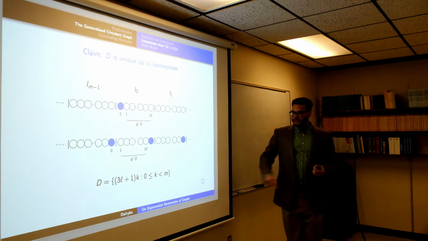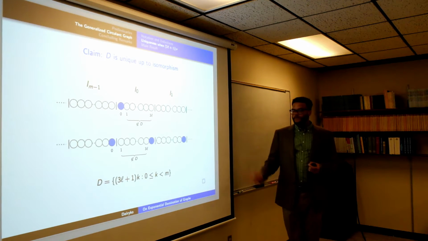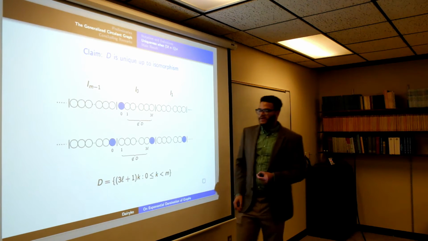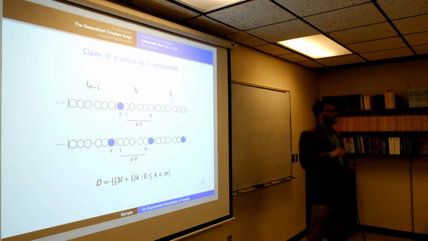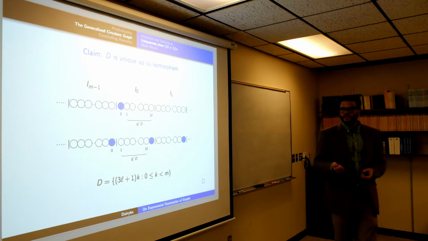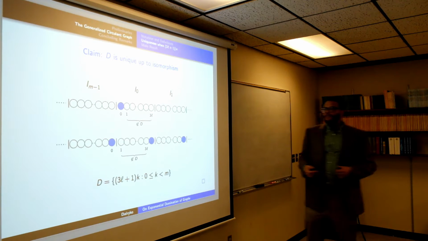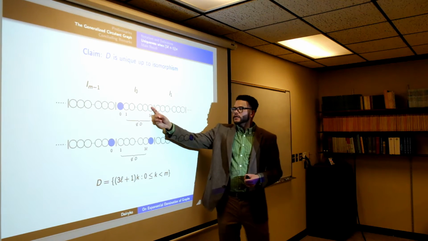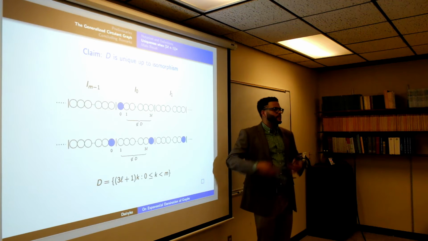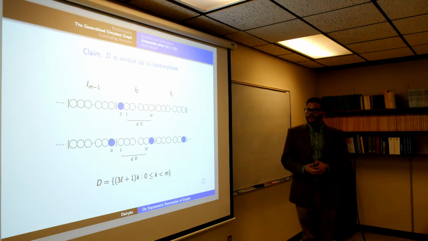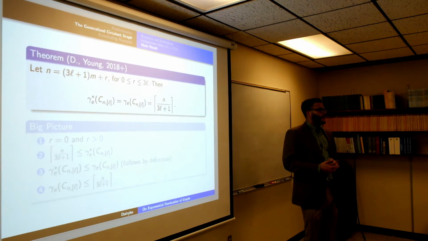So if I keep on iteratively doing that argument over and over again, I can build my set D, and it's going to be (3L plus 1) times k, where k goes from 0 to m minus 1. So it's now unique up to isomorphism because depending on where you start, you can build a similar set D, but they're pretty much all the same, so that's why we say up to isomorphism. And that's the end of that proof.